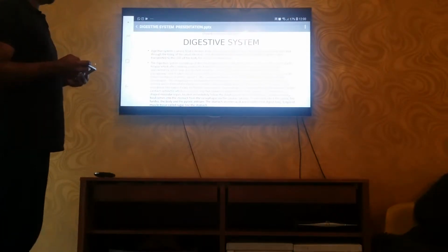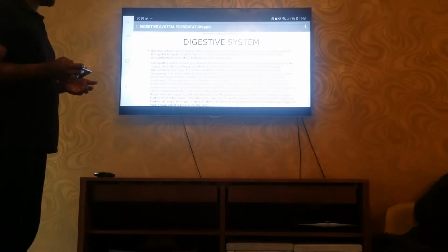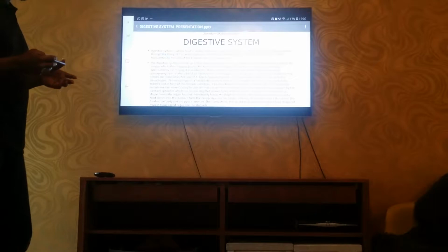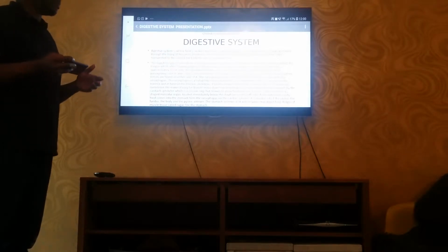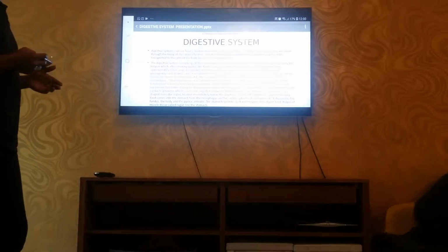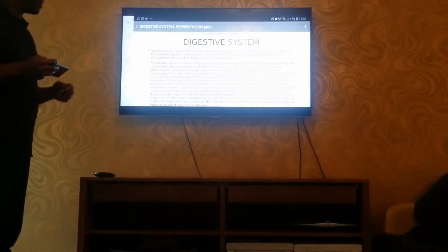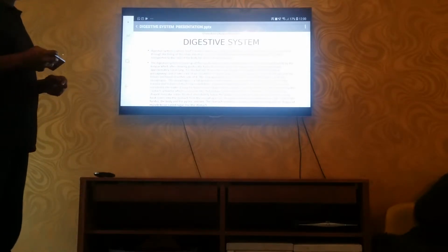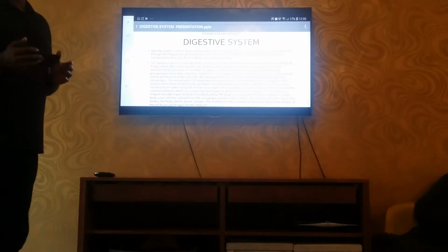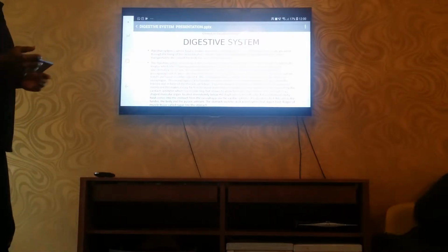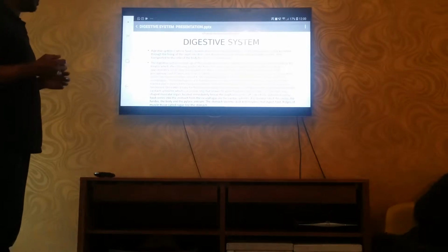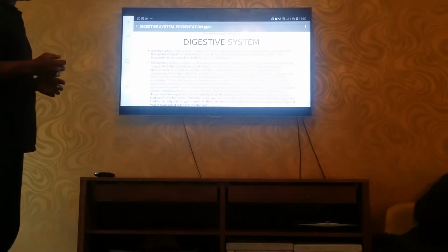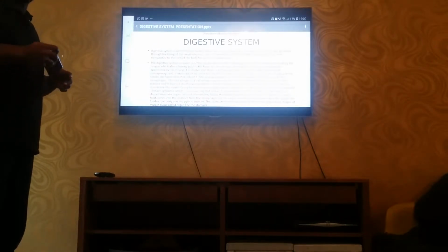The digestive system is where food is broken down into smaller particles so that food can be easily absorbed through the lining of the small intestine into the bloodstream and into the lymphatic system, then transported to the cells of the body for use in cell metabolism.